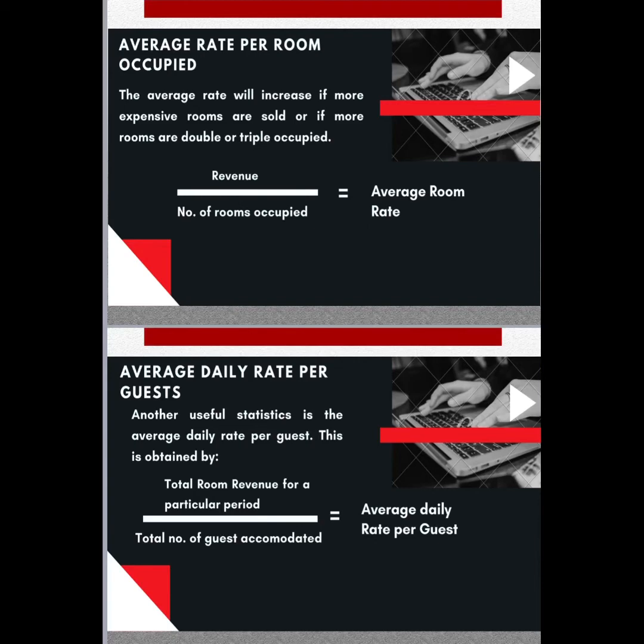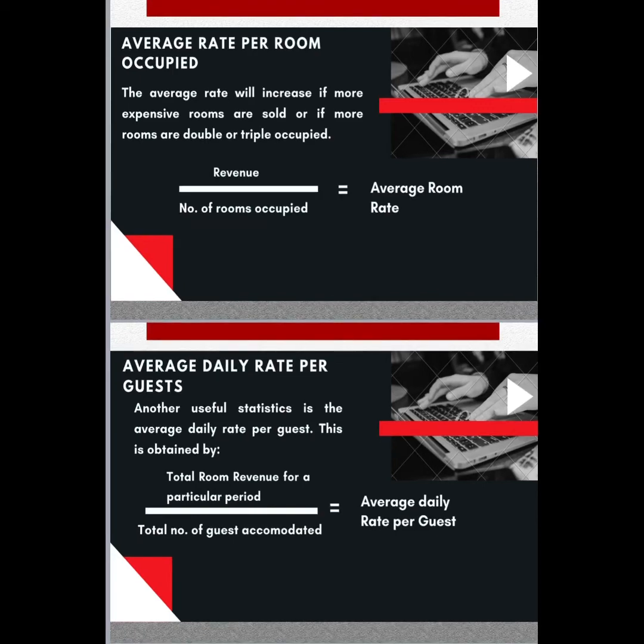X will be the revenue for a period and y will be the number of rooms occupied during that period. So for example, si Hotel N na may total of 300 rooms, kumita siya ng 13,000 sa isang linggo. So we will come up with this. 13,000 over 300 will be 43.33. So magiging average rate per room occupied within that week is 43.33%.